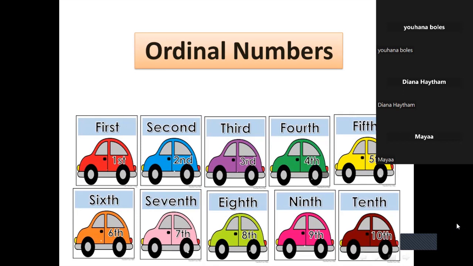Okay. I'm gonna ask you, where is the place or the position of the purple car? I don't know. Where is the position or the place of the purple car? Purple one. Purple car. Yes, where? Third. Third. Amazing, Sara. That's right. Excellent. I'm gonna clap for you. You are super. I love you. I love you too. Thank you. Bye.